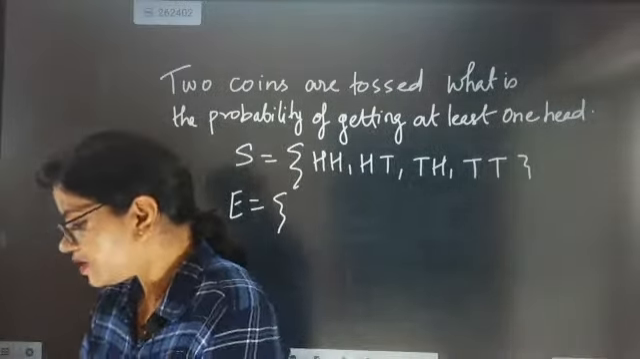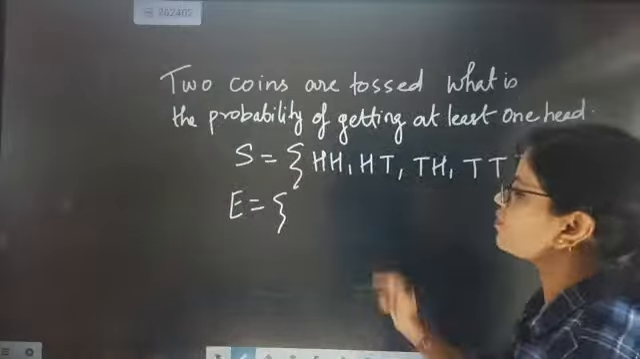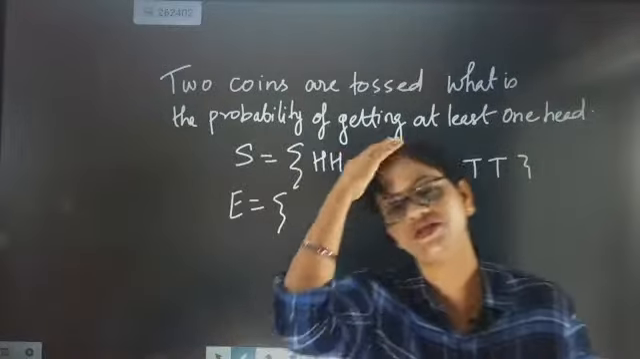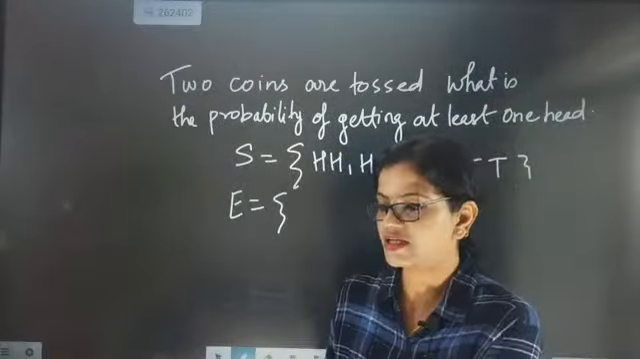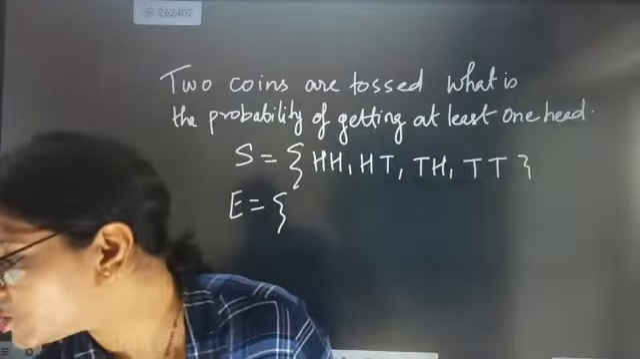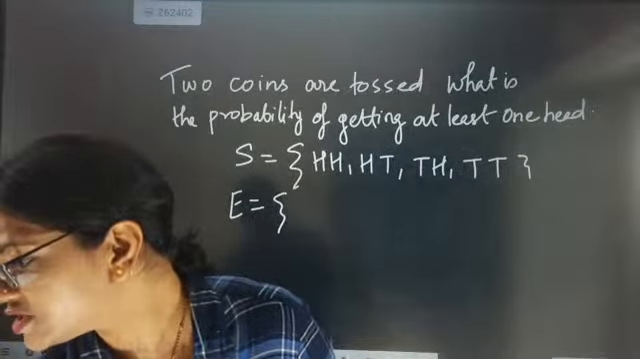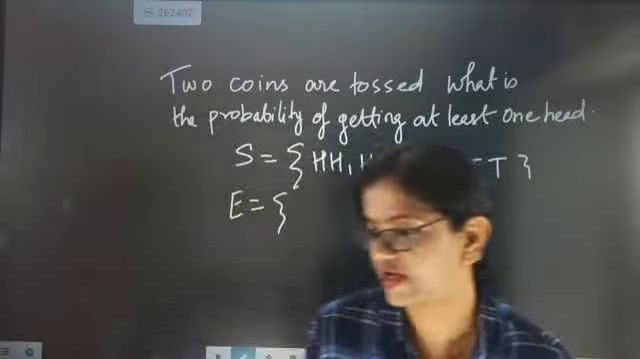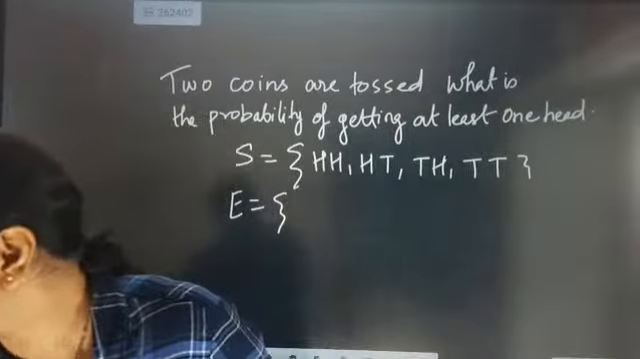Kanishka, hi, beta. Now look here. Next question. The question given here is: two coins are tossed simultaneously. What is the probability of getting at least one head?